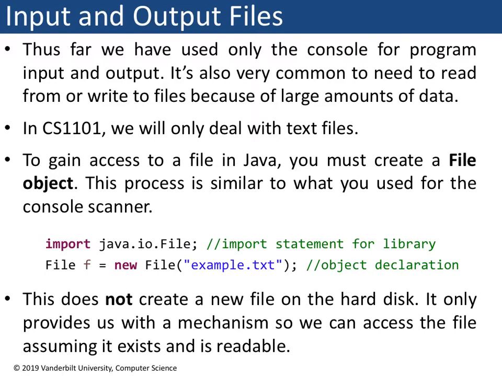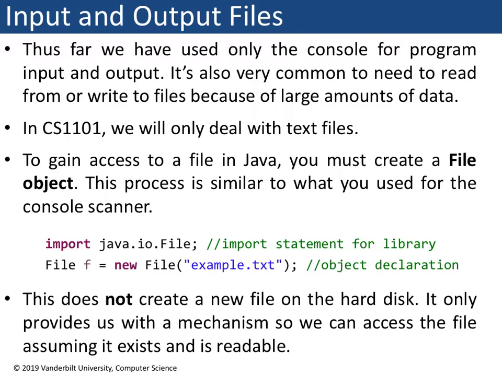So far, anytime we've needed to get input into a program, we've used the console, so directly typing it in, and we've declared a scanner object and pointed it at the System.in location to be able to get that input. But a lot of times we need to not only deal with interaction with the user via the console, we will also need to be able to access data stored in files. In CS1101, we're only going to deal with text files, so that'll keep things a little bit simple.